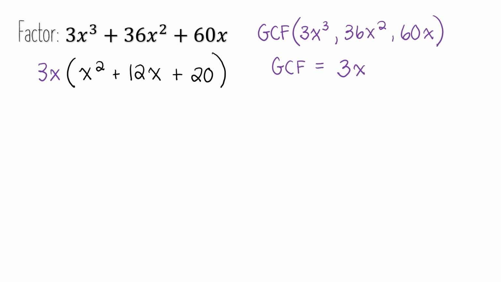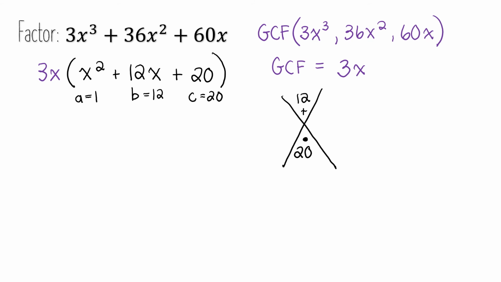Now that we've factored out the greatest common factor, we can factor normally. So we'll find each of our a, b's, and c's. So a is equal to 1, b is equal to 12, and c is equal to 20. And now we'll need to split our b term. So we need to find a pair of factors that add to b, which is 12, and since a is 1, that means that we need to have them multiply to 20.